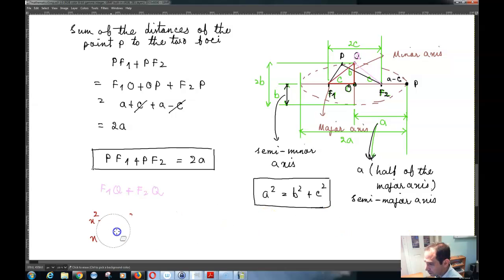So I can write here that this is equal to the square root of b squared plus c squared plus the square root of b squared plus c squared, and that is equal to 2 times the square root of b squared plus c squared.